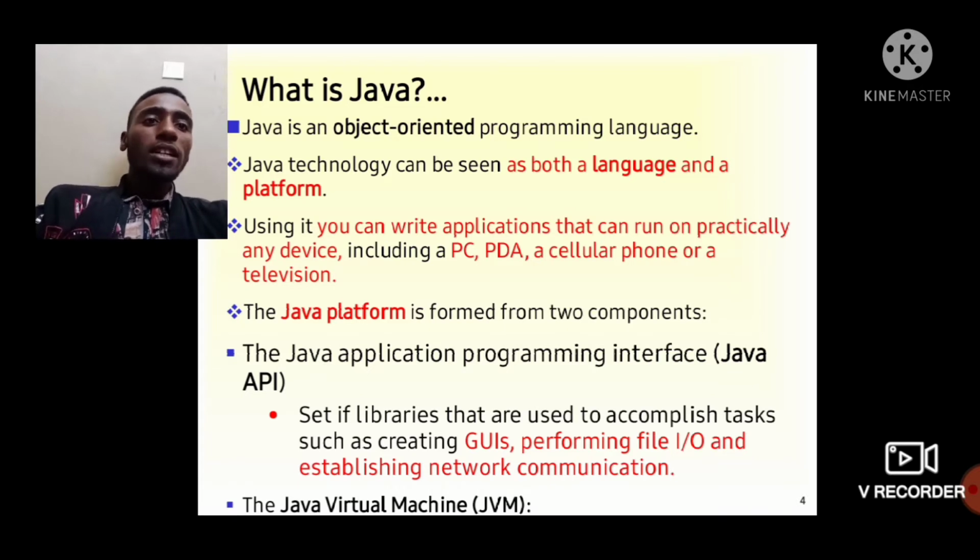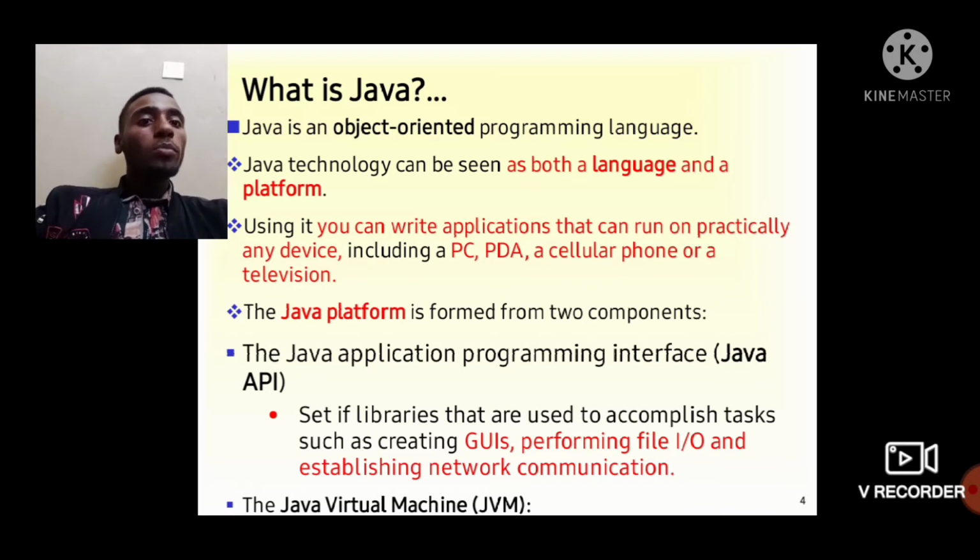Java technology can be seen as both a language and a platform. Using it, you can write applications that can run on practically any device, including PC, PDA, cellular phone, or television. When you write one code, you can run it on different operating systems: Android, television, Mac, PDA, cellular phone, and Windows. It is not platform dependent. Because of this, you can run one code on different platforms.